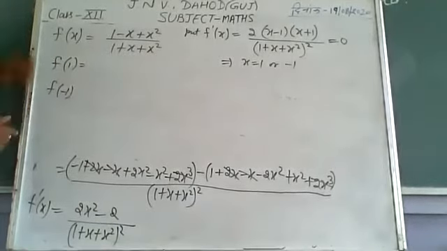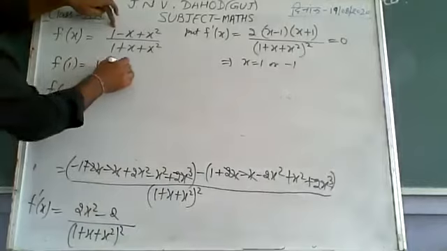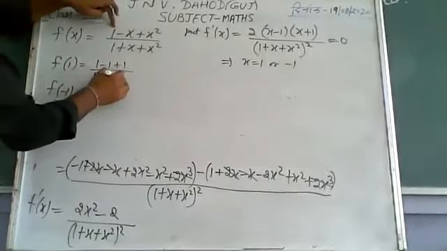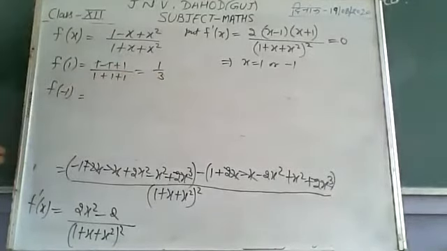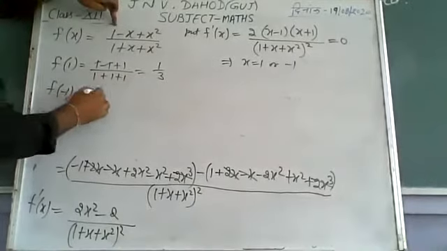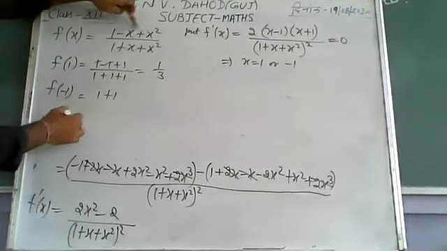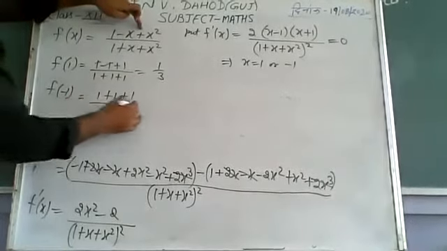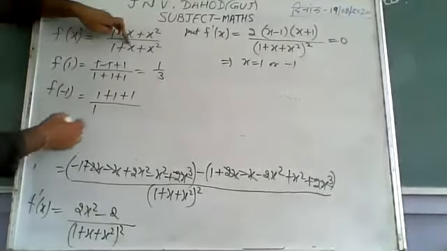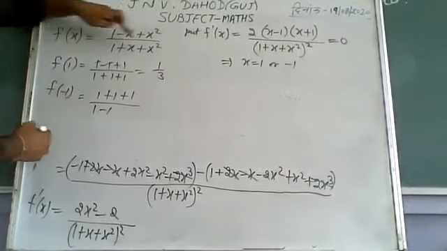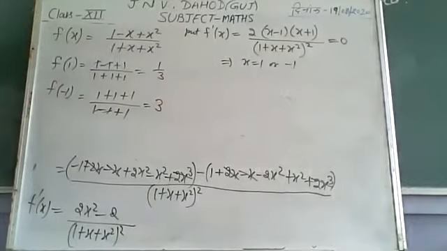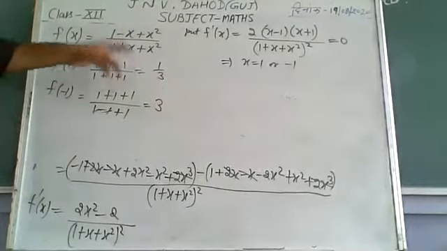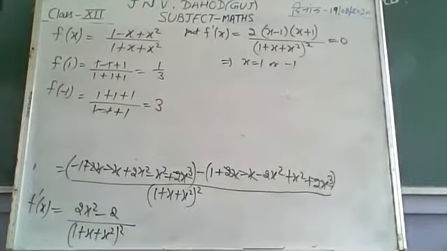What will the value of the function be at 1? It is (1 minus 1 plus 1) upon (1 plus 1 plus 1), which is 1 upon 3. And at minus 1, we put in: 1 minus minus 1, plus 1, and minus 1 square is plus 1, divided by 1 minus 1 plus 1, so we get 3. So the maximum value of the function is 3 and the minimum value of the function is 1 upon 3.